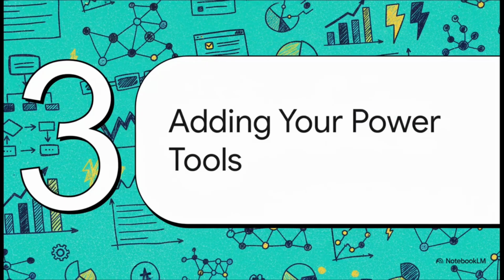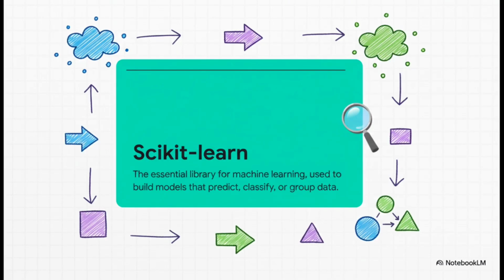All right, with your core toolkit in hand, you are ready to add some power tools to your belt. These are the libraries for the more specialized stuff, like building predictive models and doing those really deep statistical dives. And this is where data science really starts to feel like data science, right? Scikit-learn is the undisputed king of introductory machine learning. It gives you this simple, consistent way to build models that can do things like predict a house price, classify an email as spam, or find natural groups among your customers.